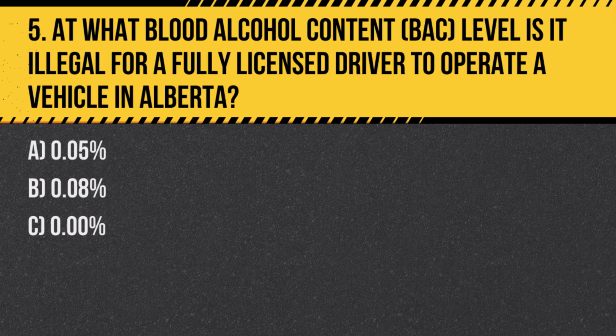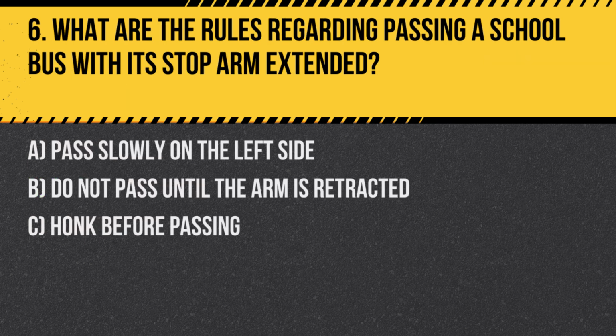Question 5. At what blood alcohol content, BAC, level is it illegal for a fully licensed driver to operate a vehicle in Alberta? A. 0.5%. B. 0.8%. C. 0.0%. Answer. B. 0.8%. It is illegal to drive with a BAC of 0.8% or higher for fully licensed drivers in Alberta.